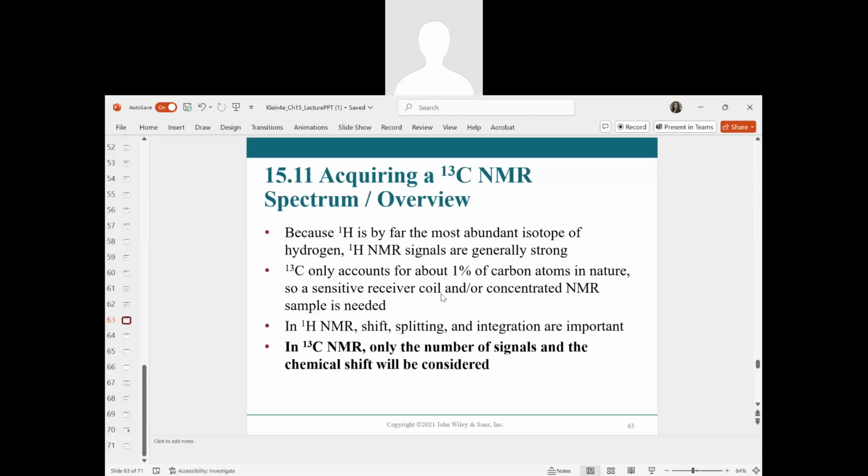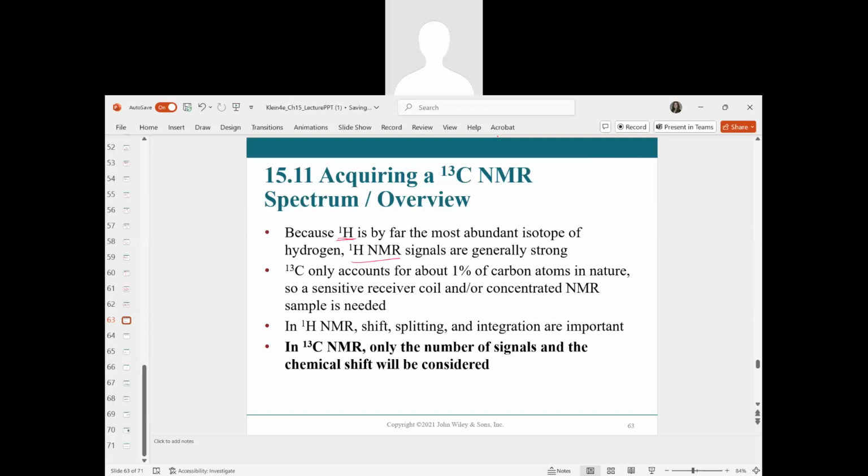In this next section, we're going to take a look at carbon-13 NMR spectroscopy and some of the similarities and differences between that and proton NMR. Looking at proton NMR, we know that hydrogen with a mass of 1 is the most abundant isotope of hydrogen. So generally, we can see strong signals produced with proton NMR.